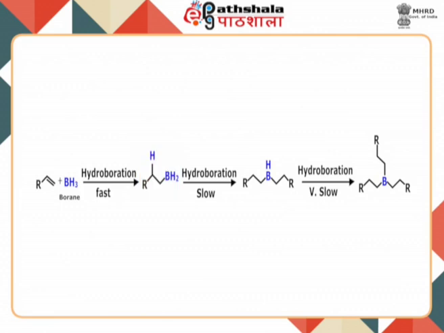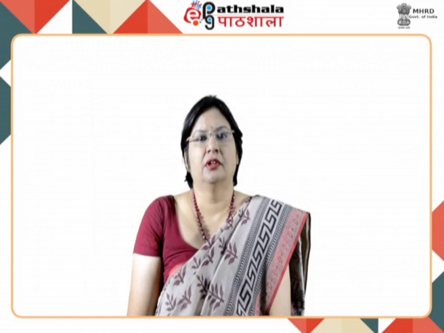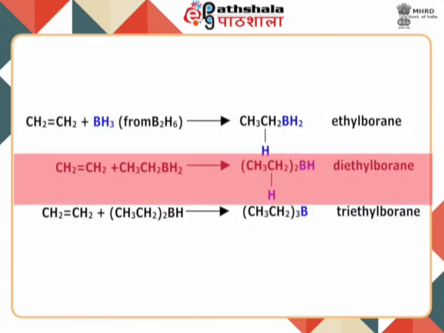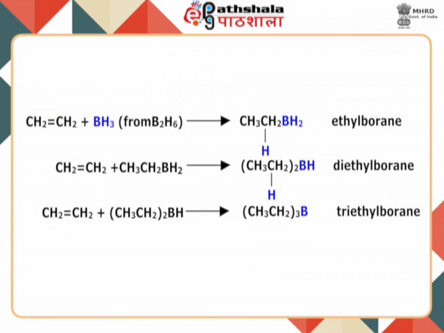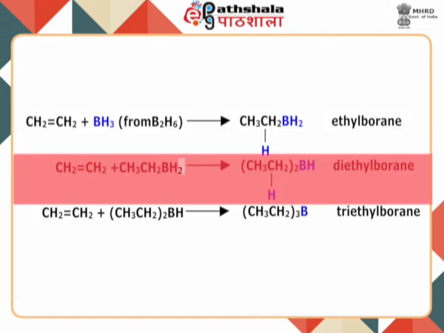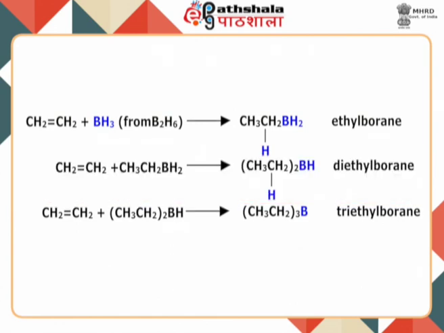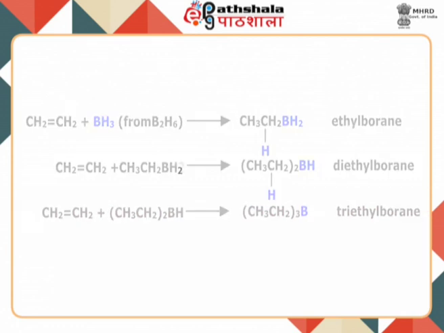The initially formed monoalkyl borane product may undergo addition with another molecule of alkene to produce a dialkyl borane, which in turn may undergo further reaction to produce a trialkyl borane. For example, ethylene will yield triethyl borane on hydroboration. In the first step, ethyl borane is formed. In the next step, the ethyl borane further reacts with ethene to give diethyl borane, and subsequently the diethyl borane reacts with ethene and gives the triethyl borane.